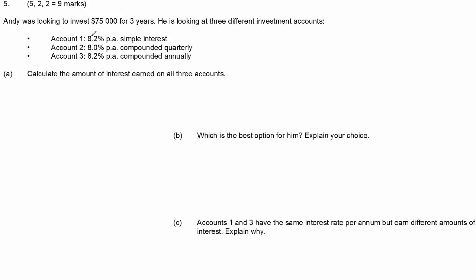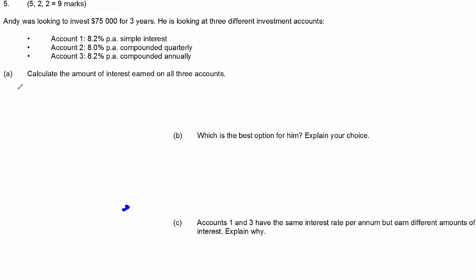Andy was looking to invest $75,000 for 3 years. He is looking at 3 different investment accounts. Account 1 pays 8.2% simple interest. Account 2, 8% compound interest, but this is compounded quarterly, and Account 3, 8.2% compounded, this time annually. We want to calculate the amount of interest earned on all 3 accounts.